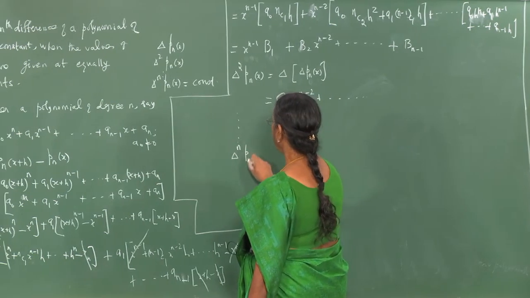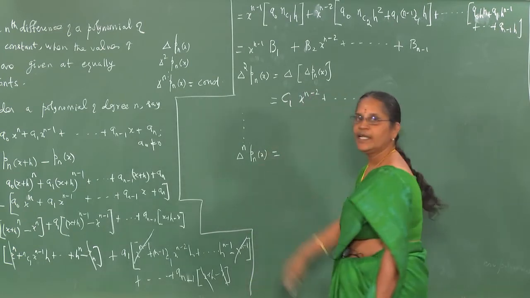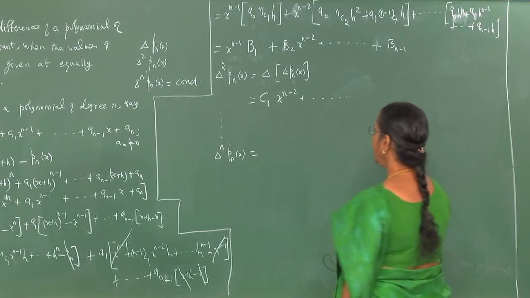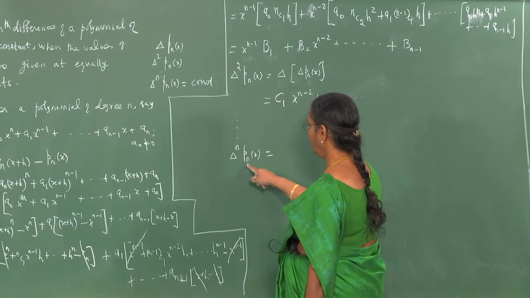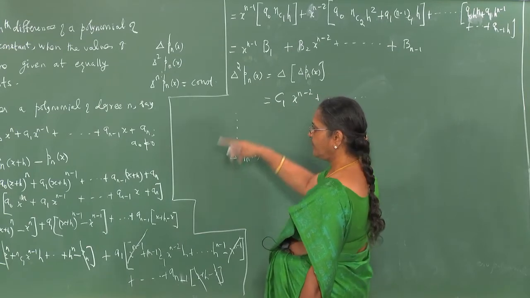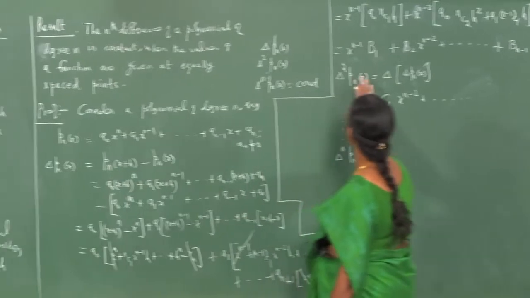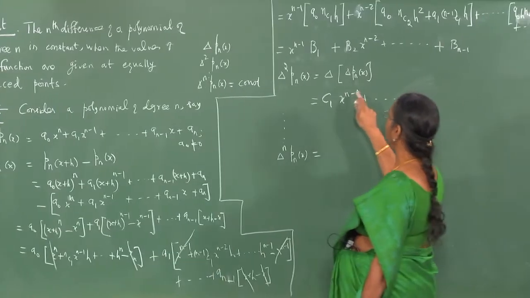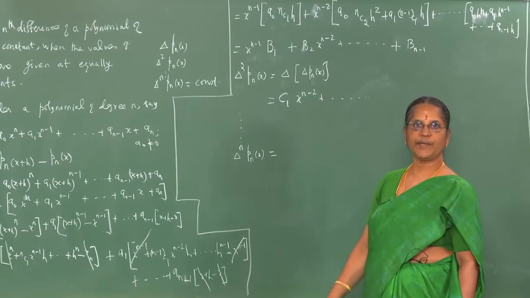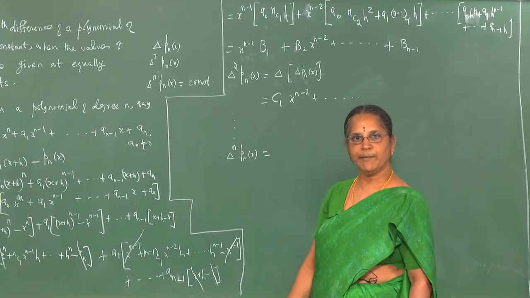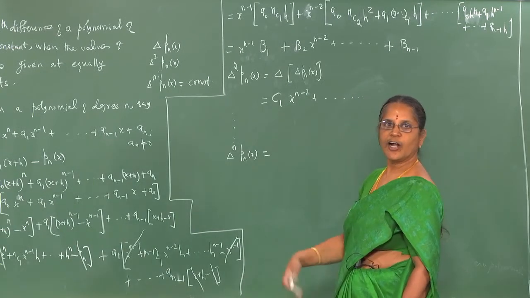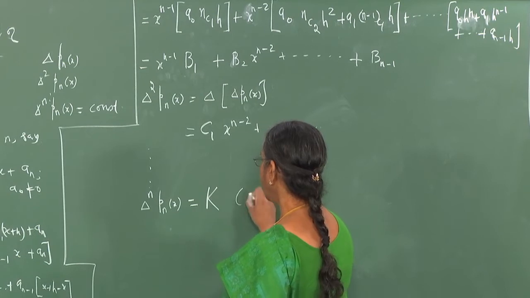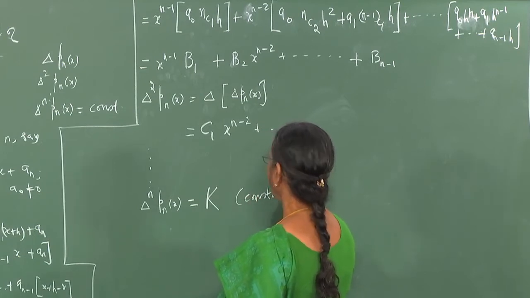I know that every time I take the next order difference, the degree of the polynomial is reduced. So, when I take the nth order differencing on Pn of x, just see: the first order difference is a polynomial of degree n minus 1. The second order difference gives me a polynomial of degree n minus 2. The third order difference of Pn of x will give a polynomial of degree n minus 3 and so on. The nth order forward difference of a polynomial of degree n is a constant, say k, and that is what we want to show.